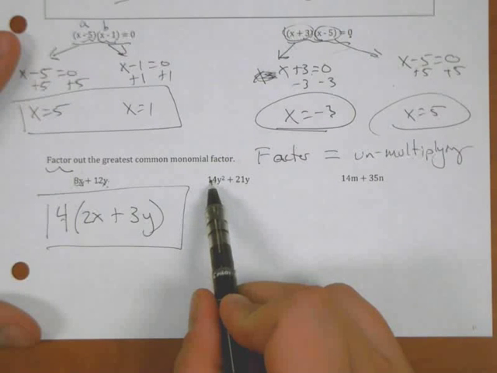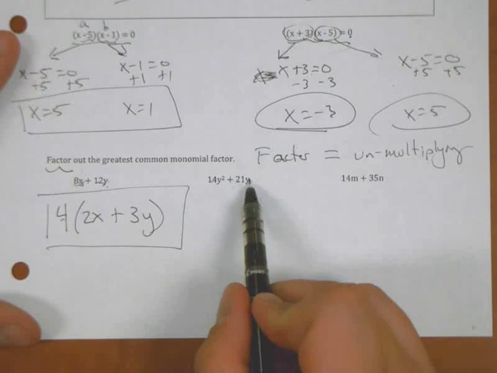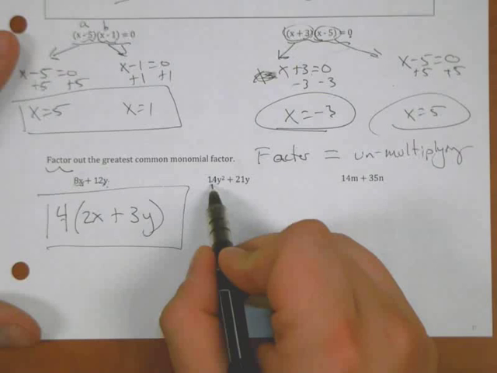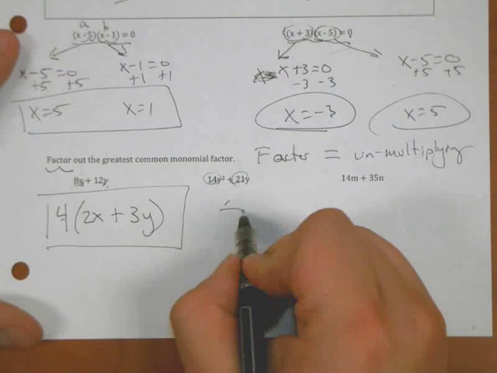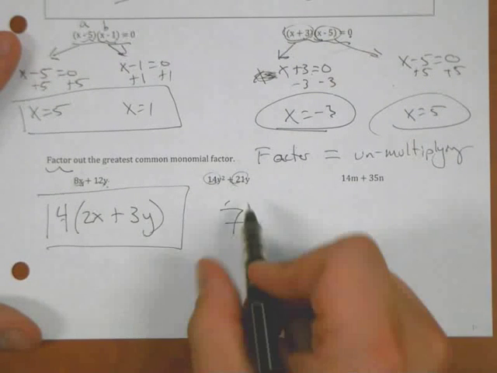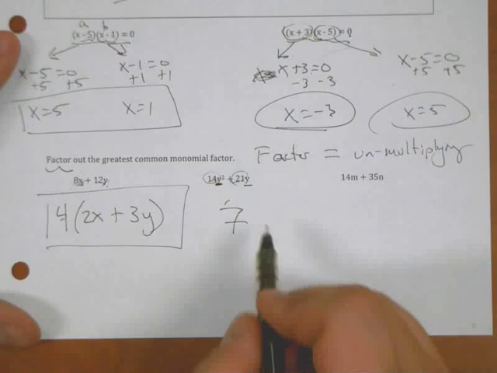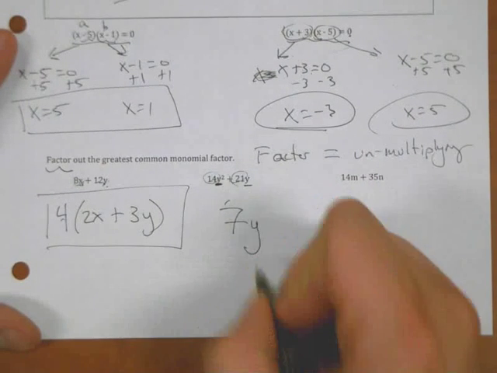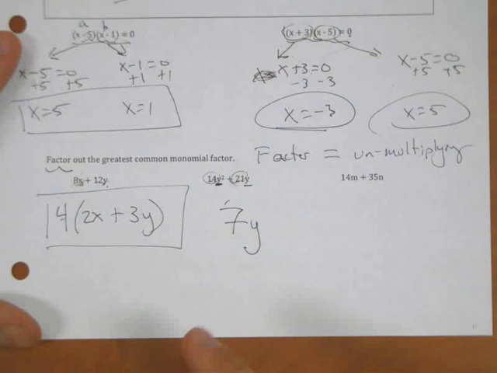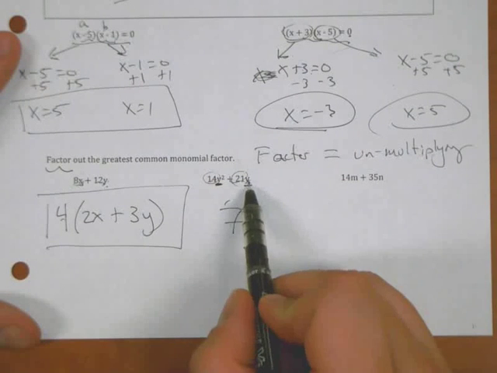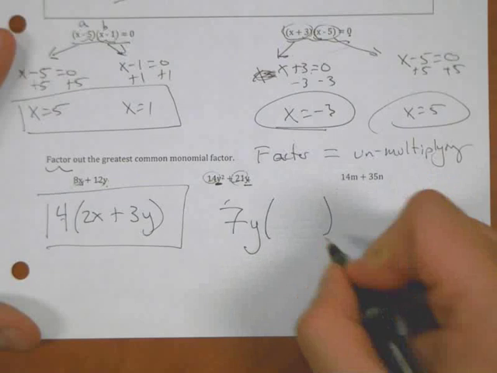We play the game again. What's the biggest number that goes into 14y squared and 21y evenly? We'll see the largest coefficient that goes in is 7. Note that there's a y squared and a y. So y goes into each of these as well, because they share at most one y.